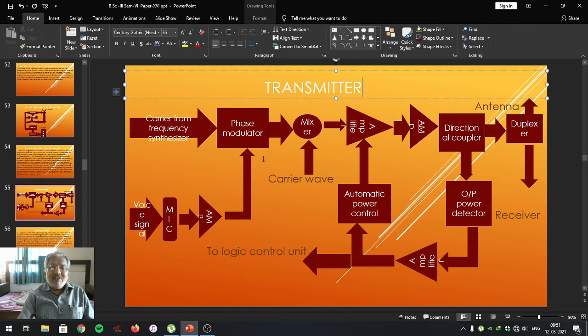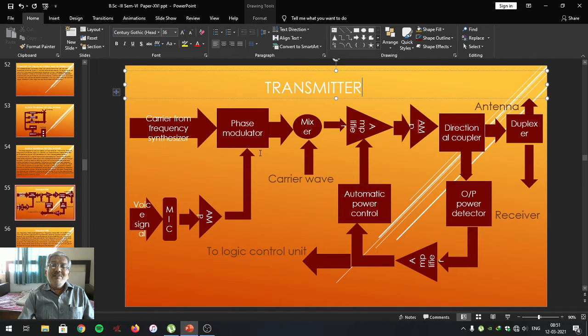That means in phase modulator, the amplified electrical signal proportional to the voice signal and the carrier wave are compared, and as per the voice signal changes, the phase angle of carrier wave is changed, and that function is being done in the phase modulator. Basically, this phase modulator is made up of exclusive OR gate.